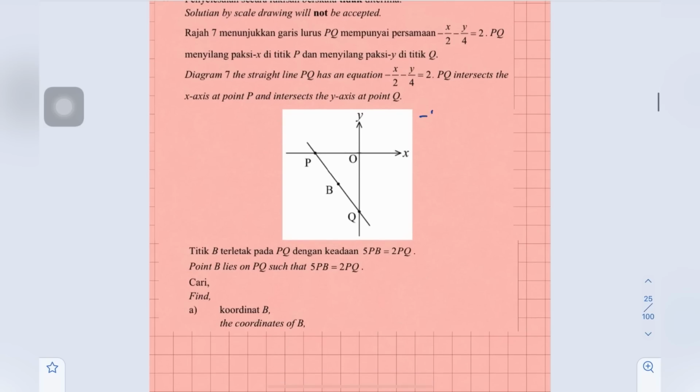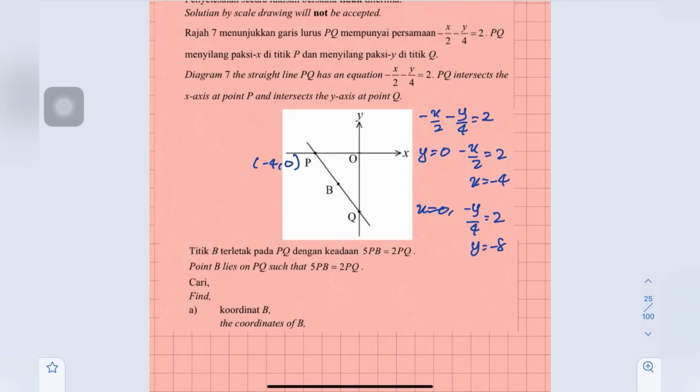So we have negative x over 2 minus y over 4 equals to 2. So to find coordinate P first, P is x-intercept, so y0. So negative x over 2 is 2, x equals to negative 4. So P is negative 4, 0. For coordinate Q is y-intercept, so x0. So negative y over 4 is 2. So y is negative 8. So coordinate Q is 0, negative 8.